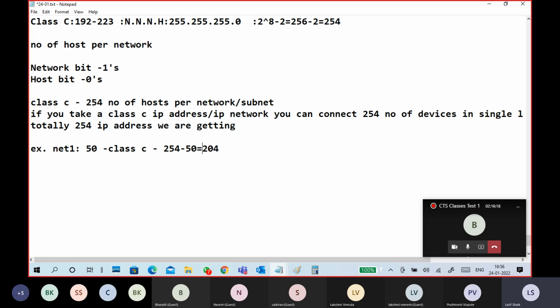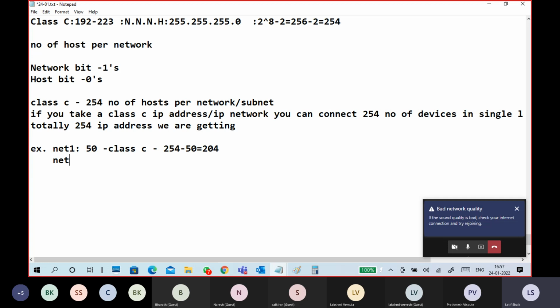But if you take a class B, what will happen? If you take class B, 65,534 IP addresses and your devices are 50 only. So almost 65,000 IP addresses are not utilized. That is not required, in private or public. Whether you are using private IP addresses or public IP addresses, that much of a big network is not required. So based on your network, you have to plan which class of IP address you can take. That is one kind of plan.